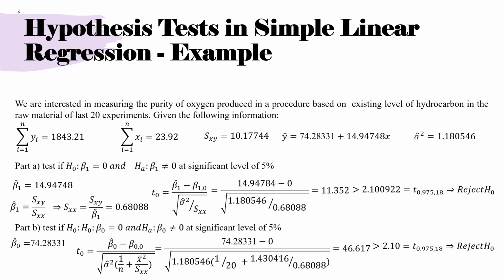Similarly, for the intercept, we conduct a two-sided hypothesis test, where the null hypothesis states that beta 0 equals 0. We compute the t-statistic by subtracting the hypothesized value of 0 from the estimated intercept, which is 74.28, and dividing by the standard error of beta 0. This yields a t-statistic of 46.62, which is also well within the rejection region. As a result, we reject the null hypothesis and conclude that the intercept is statistically significant.